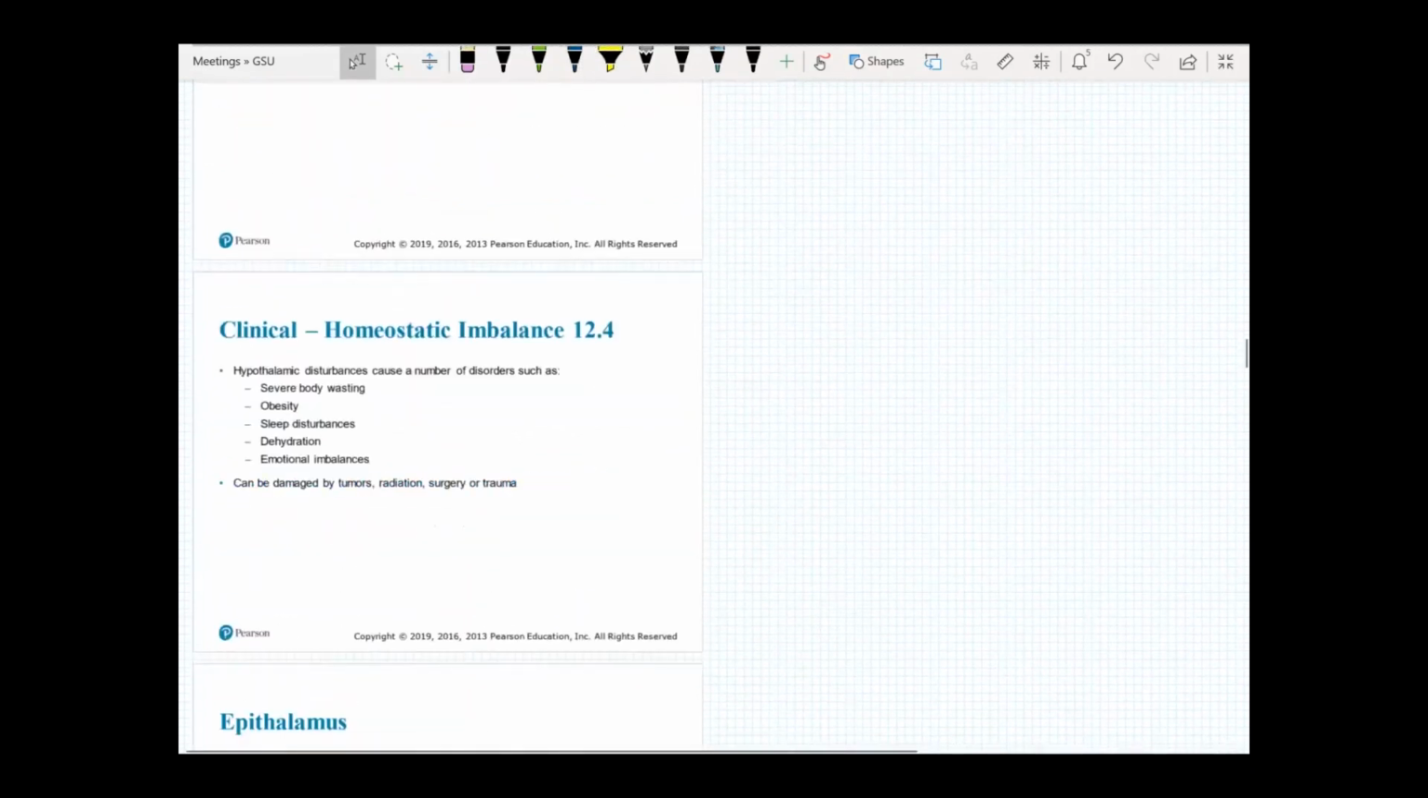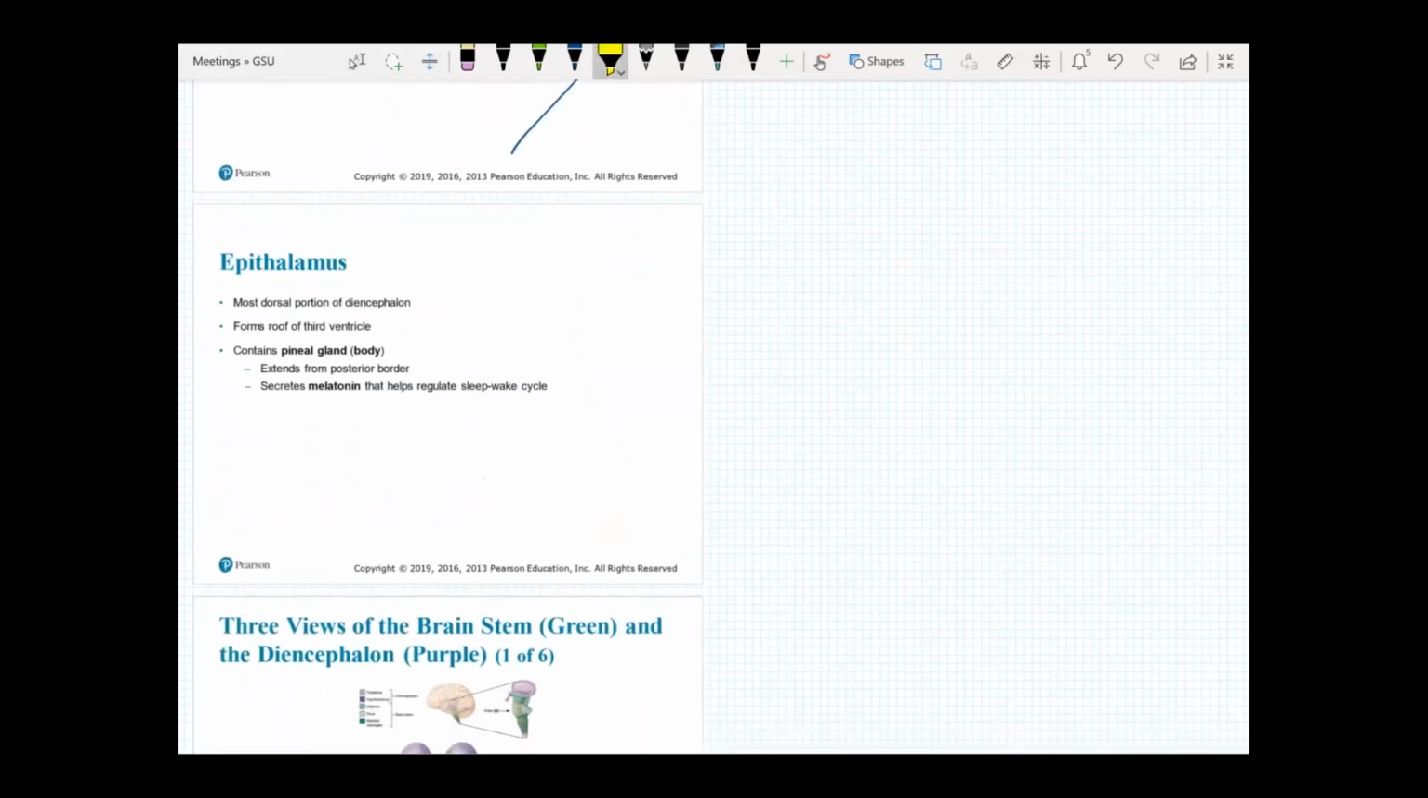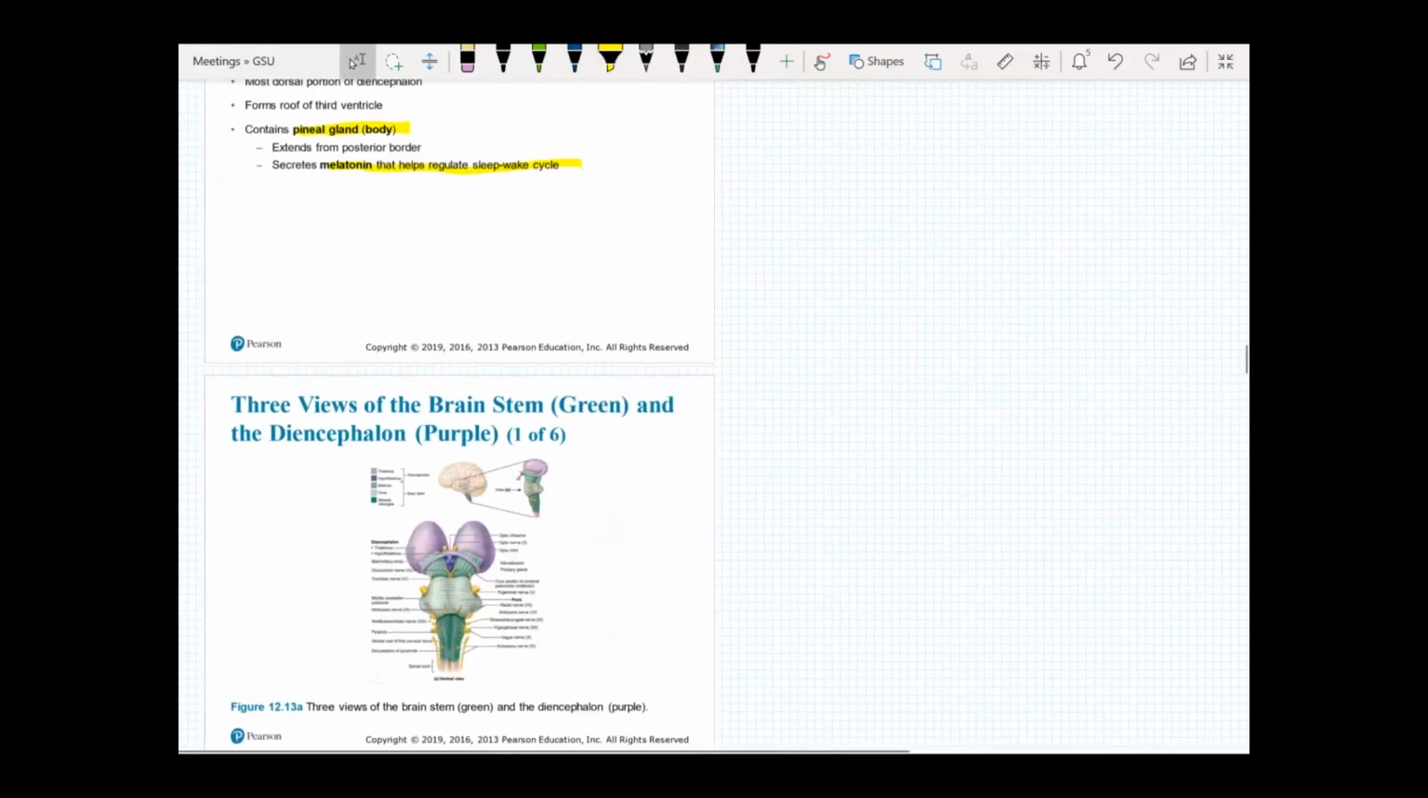If there's any issues with your hypothalamus functioning, here's just a couple examples of how some things can go wrong if that homeostatic mechanism gets messed up. And then the third structure for this diencephalon was your epithalamus. The main focus here is that it will contain your pineal gland, which will secrete melatonin that is responsible for your sleep-wake cycle.